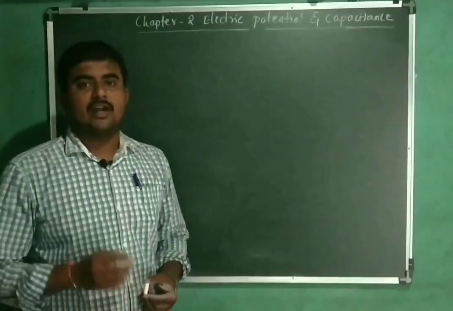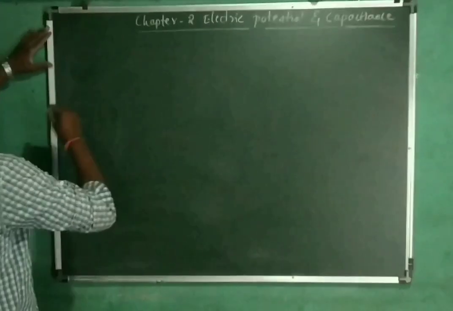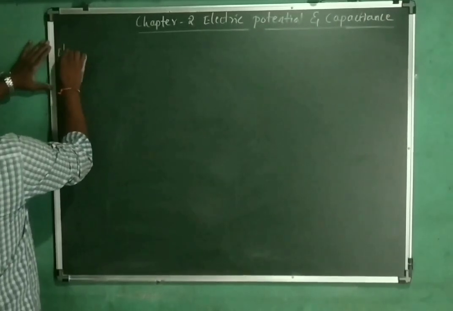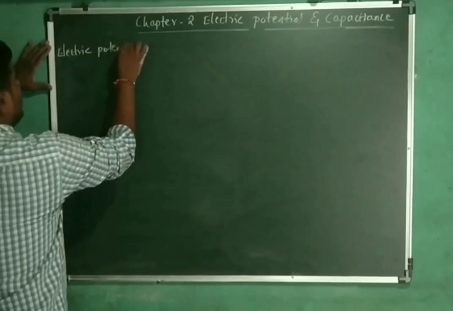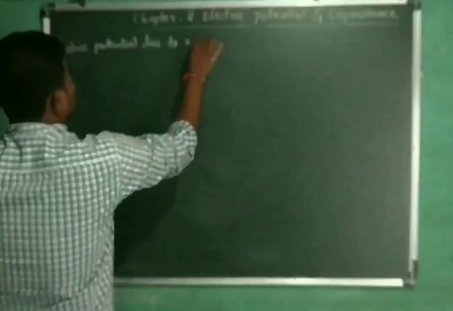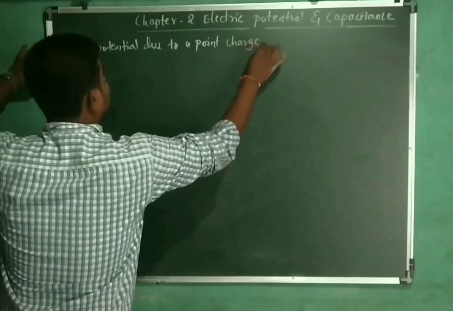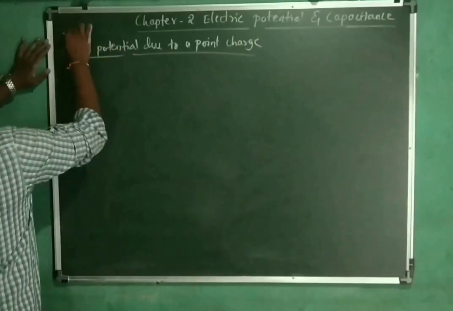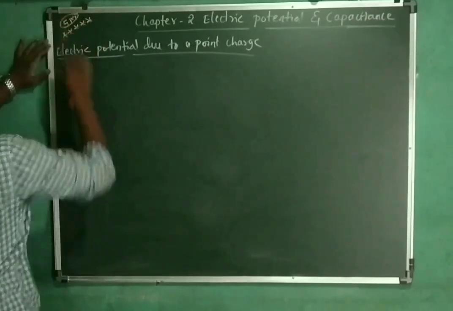Now we shall go for a derivation, a very important derivation. Many a times this derivation has appeared in your final examination for 5 marks. That is electric potential due to a point charge. It's a 5-star question for 5 marks in your theory examination.